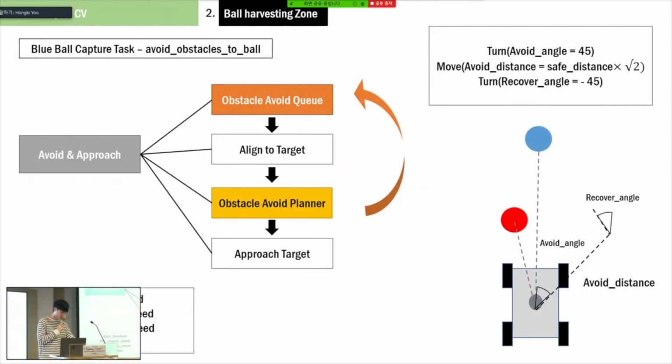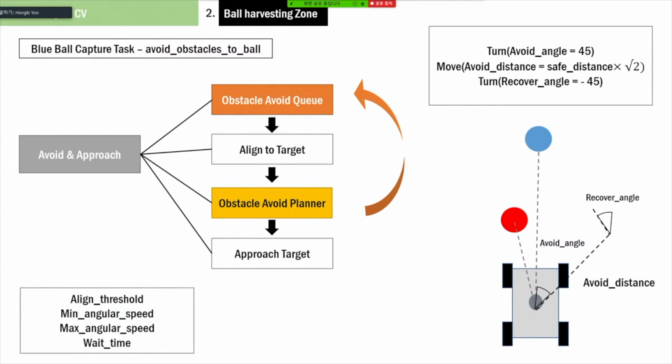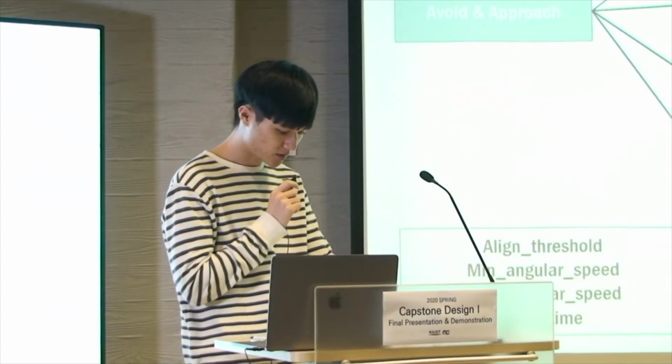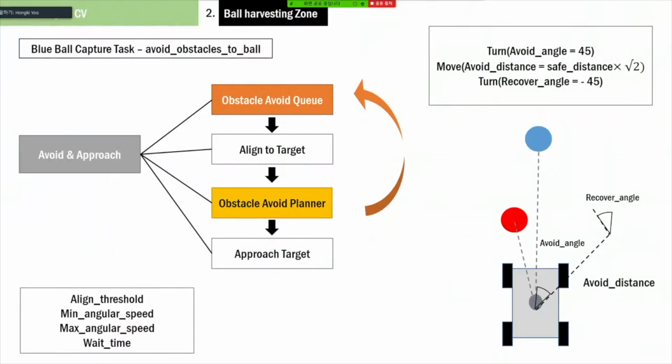The program has an obstacle avoid queue that saves the movements needed for avoidance. The robot will align with the target, and the obstacle avoid planner will determine if avoidance mechanisms are needed. The avoiding commands are saved in the queue and executed. There were some problems with the robot aligning continuously. To solve this, we increased the angle threshold for alignment, found an appropriate angular speed for the robot to stop at the right angle more easily, and waited until the robot finished decelerating.